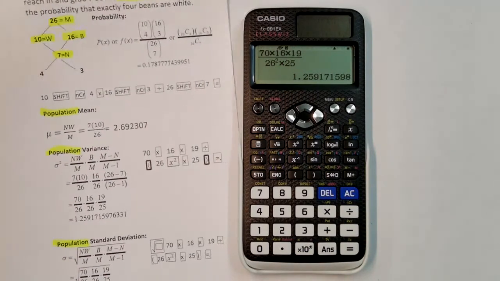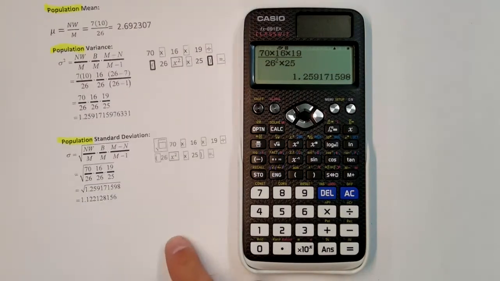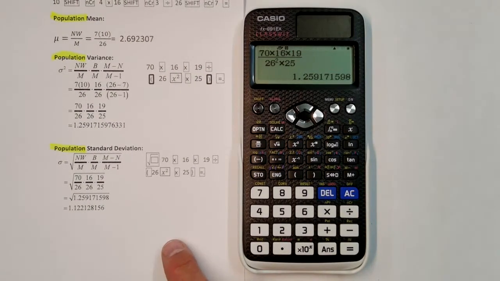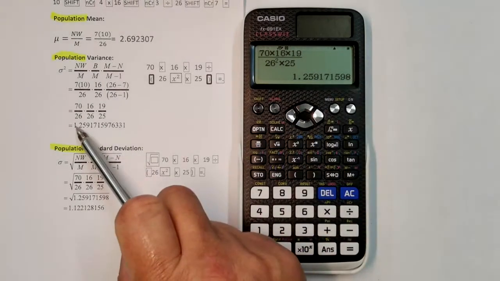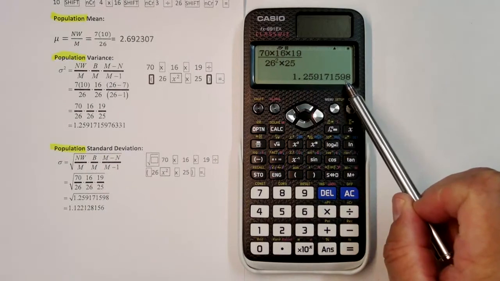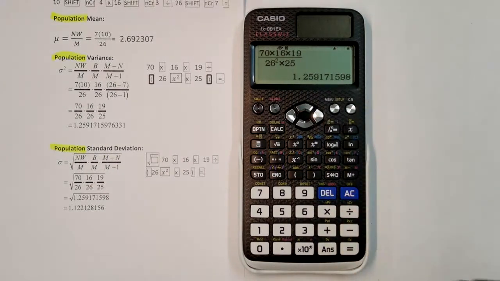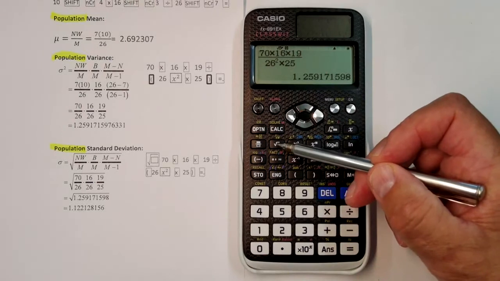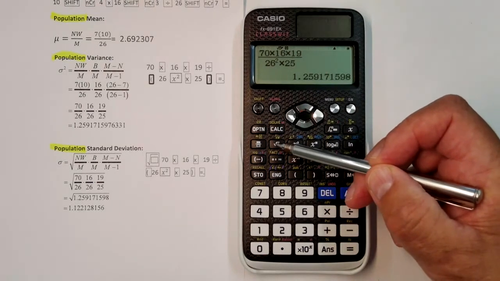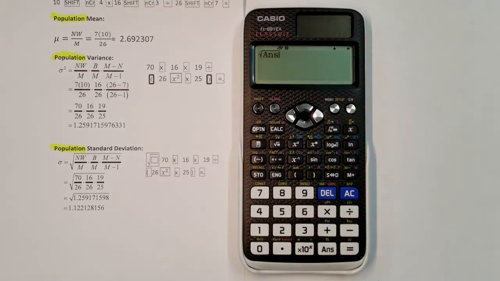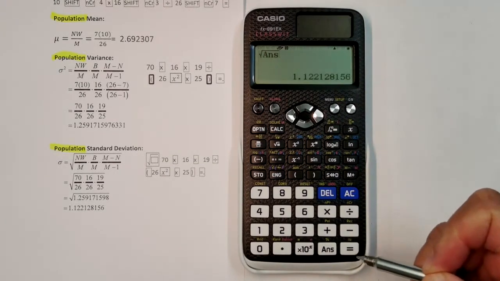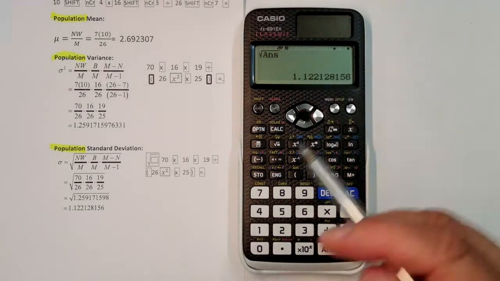Now here's what I want to show you. I want to go up a little bit more and talk about the population standard deviation. As we've mentioned before, the standard deviation is just the square root of this. See, I have this number, the 1.259 number. I have that on here. So I just have to take the square root of that value, and I can do that simply by hitting the square root button right here, hit square root, and then hit ANS. Kind of looks like Vans, like Vans shoes. But anyway, we hit equals there, and it gives you that 1.22128, et cetera, et cetera.